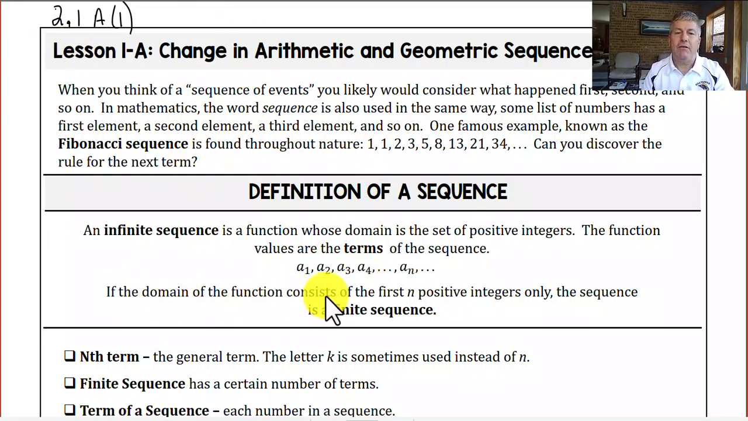If the domain of the function consists of the first n positive integers only, the sequence is a finite sequence. So a finite sequence is going to have a definite beginning and a definite end, whereas an infinite sequence just continues on forever and ever and ever.